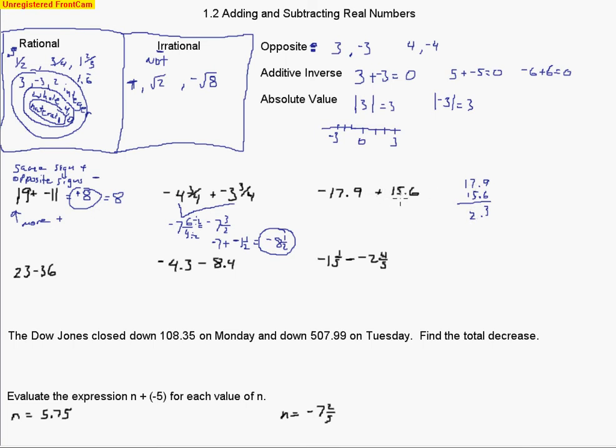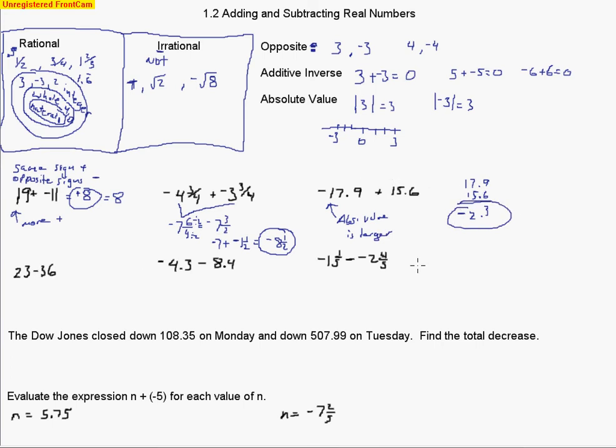Now what is this? Is this a positive or a negative? Well, it's a negative because notice that the negative number, the absolute value of the negative number, is bigger than the absolute value of the smaller. So absolute value is larger here. And so that's why we're going to go with the negative 2 3/10.